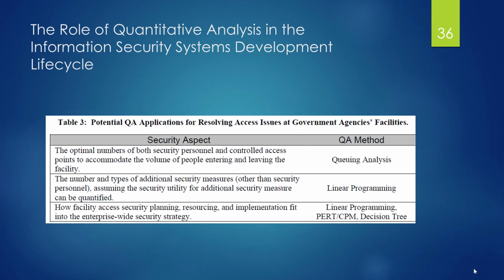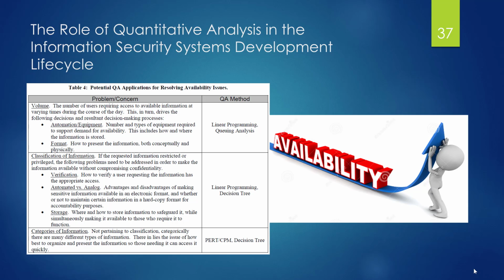I've seen places, one of the data centers I ran in Italy, where we had two different security checkpoints. They were in series, so you'd have to get through the first one before you did the second, because they were trying to split up that flow and make sure they had controlled access. The same is true with making decisions about security measures, clearly a possible fit for linear programming, PERT, or decision trees. Now let's flip this and look at availability. Same thing: linear programming, decision trees, and queuing theory are all good fits for looking at the volume of data, the classification of data, and the categories of data associated with that.